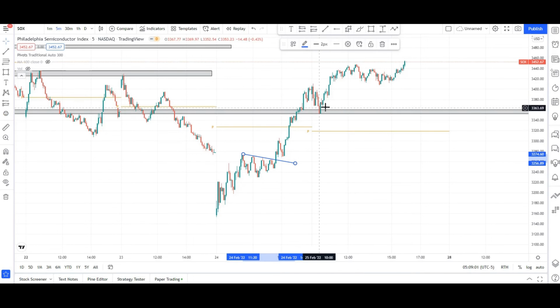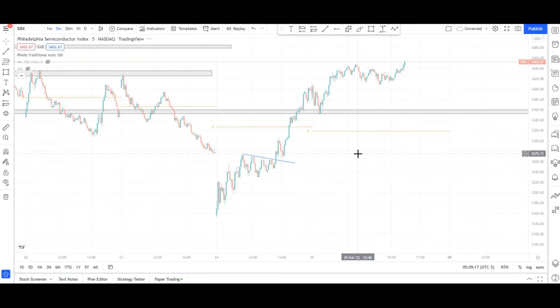After that it took support. You can see that it continuously consolidated and didn't give us momentum. As a buyer you would have lost your money only because of theta decay, so it doesn't give us very nice momentum. Okay guys, we can see the next index.